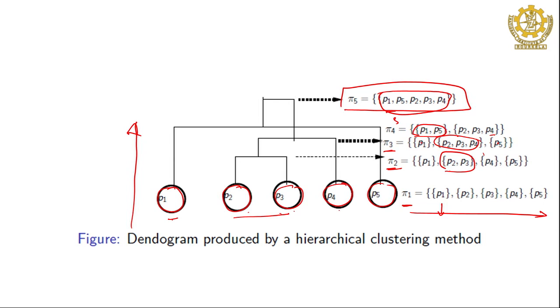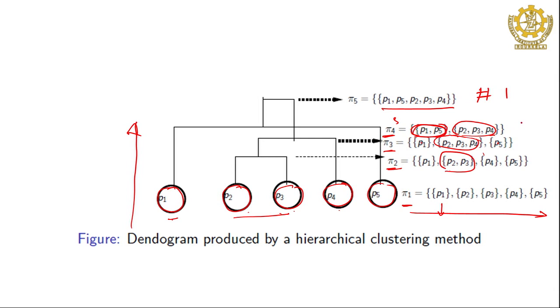Now, you can think of the same thing in the other direction. Initially all points are in a single cluster, so the number of clusters here is 1. Now, this cluster is divided into 2 clusters. Let us say pi 5 to pi 4 is another clustering: P1, P5 in one cluster, and P2, P3, P4 in another cluster.